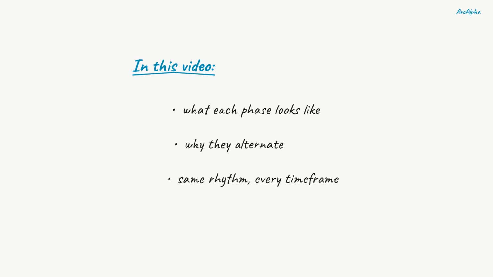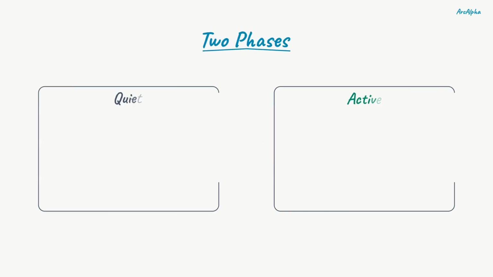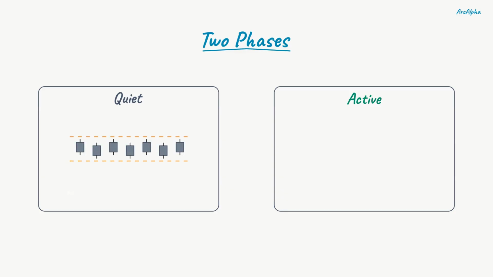This video covers what each phase looks like, why they alternate, and how the same rhythm shows up on every time frame you look at. There are two phases a price can be in: every chart, every time frame, every time. The first is a quiet phase. Price moves in a narrow range. Day-to-day changes are small. The chart looks calm, tight, almost boring. On the chart, you see candles that overlap heavily, small bodies, highs and lows staying close to each other. The whole sequence fits inside a relatively thin band.